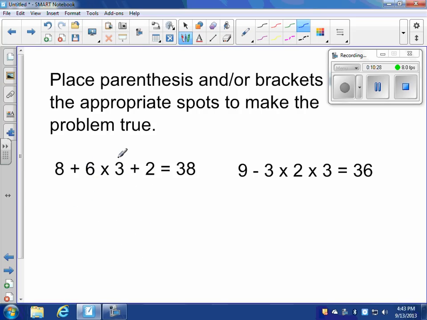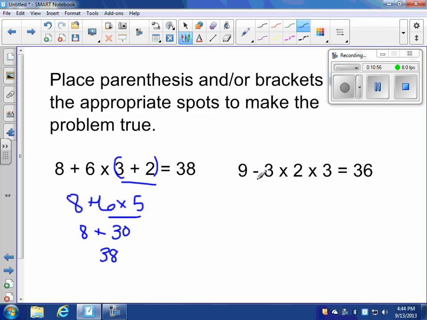So next I'll try my parentheses here. I would have to solve this part first, so that's going to give me 5. That leaves me with 8 plus 6 times 5. 6 times 5 is 30. And that gives me 8 plus 30 for an answer of 38. So I know that that answer is correct now.